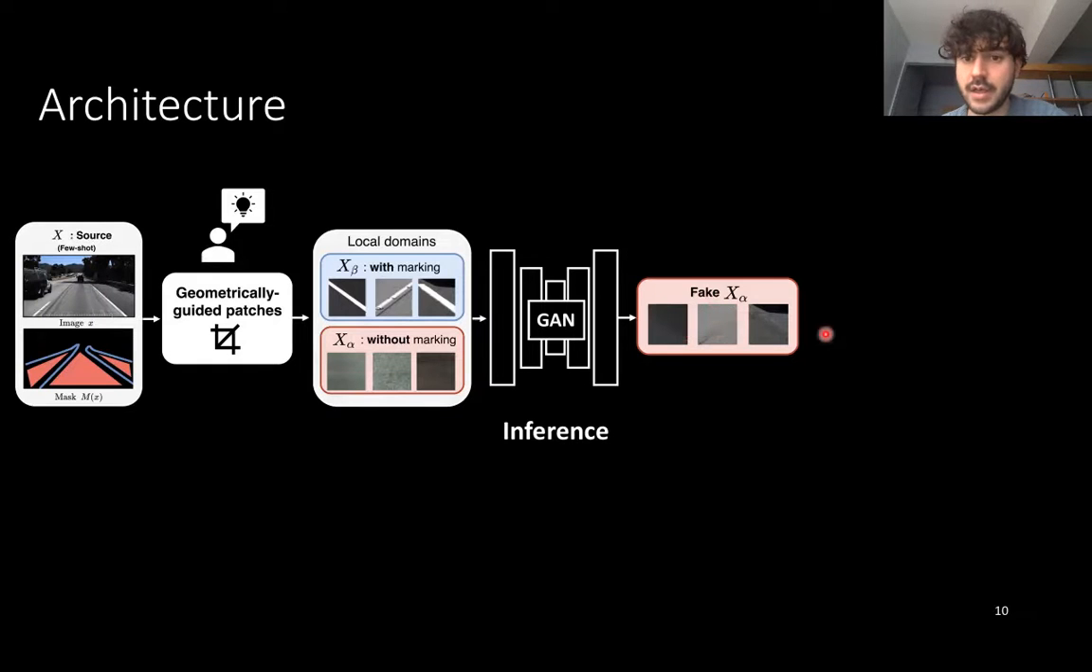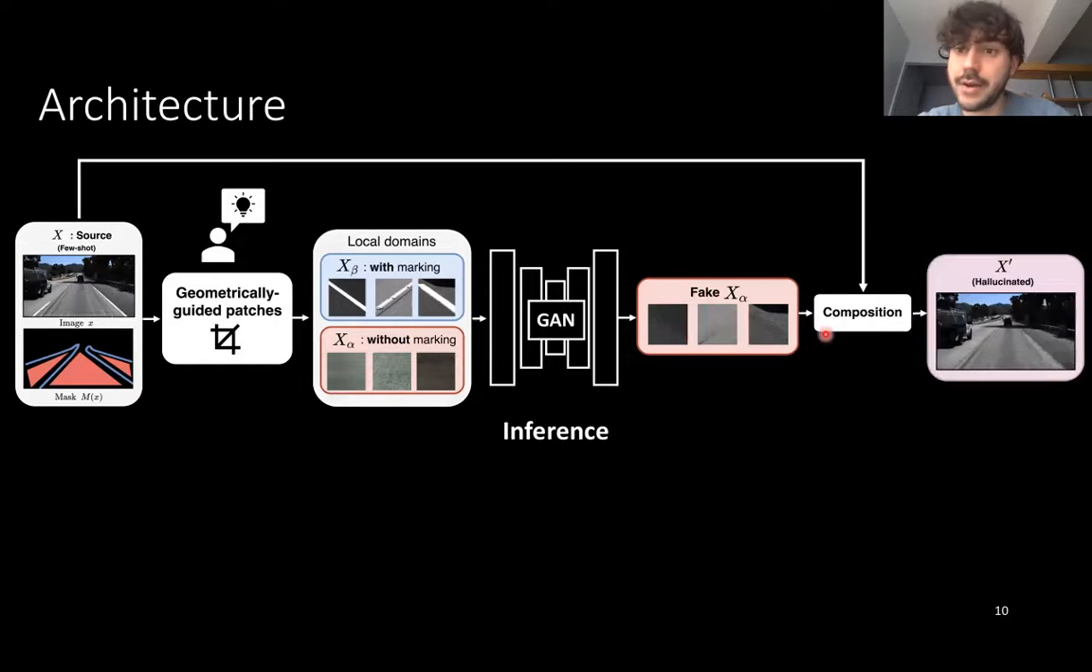Okay, at the end, what we do to hallucinate the novel domain is simply compose the generated images with the source ones, using traditional computer vision operations, and getting this kind of images which are closer to the target, in this case, unstructured scenarios without lane markings, but starting from a source domain, which is highway. So this is completely novel.